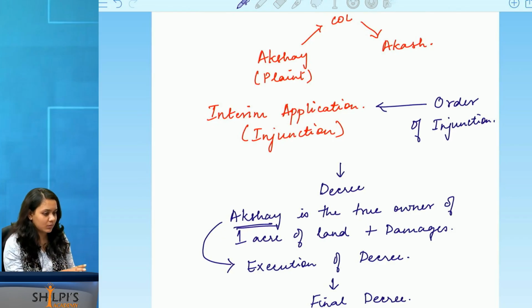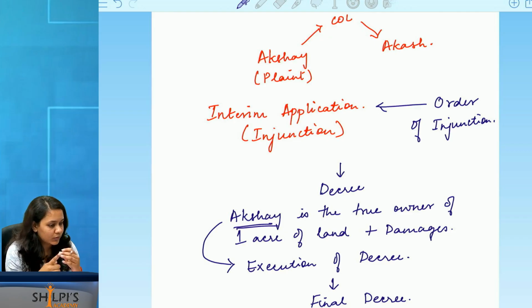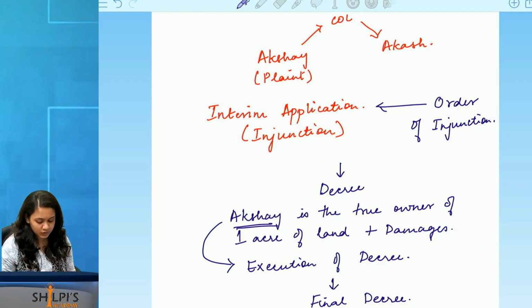Using this example, I've tried to explain two things to you. One is, what do you mean by an execution petition, and what do you mean by an interim application and order?